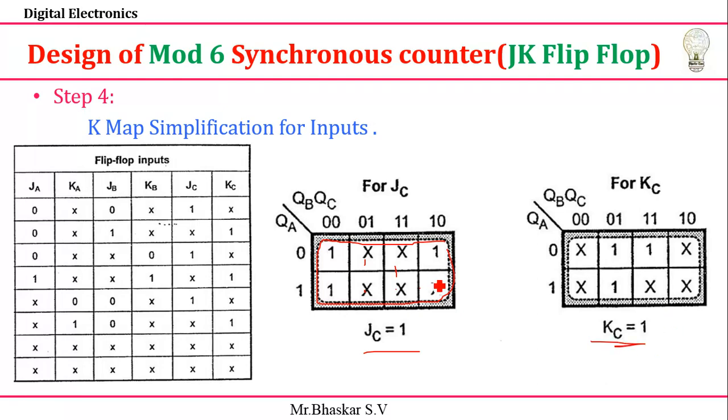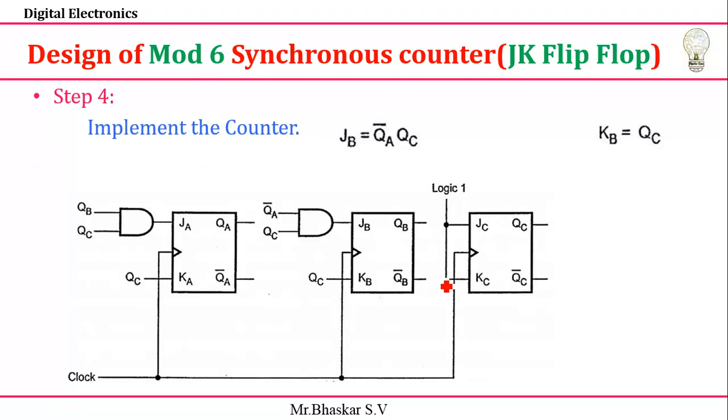It's clear. Once you have the values of all JA, KA, JB, KB, JC, KC, then we can easily implement the circuit. You will get the Boolean expressions, and based on those we can implement it. You can see what values you'll get. First, JB is QA bar. Okay, I'll just take the first one.